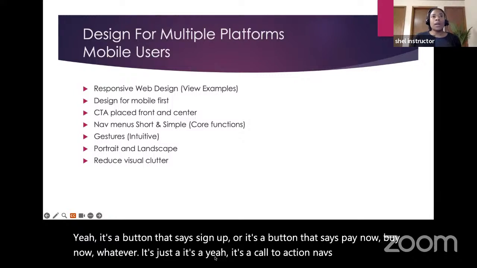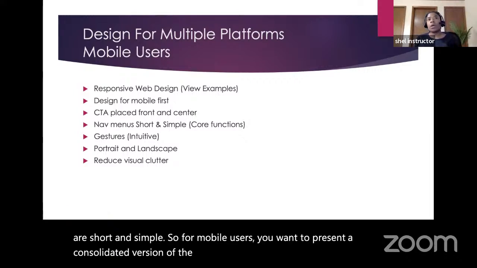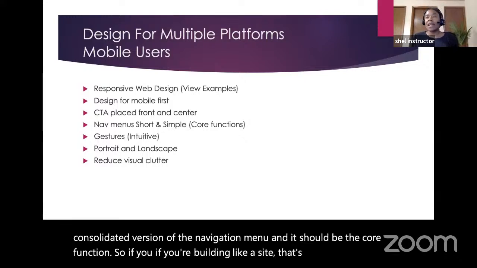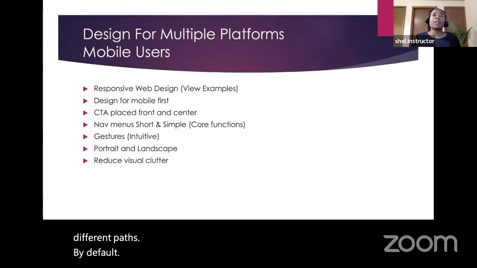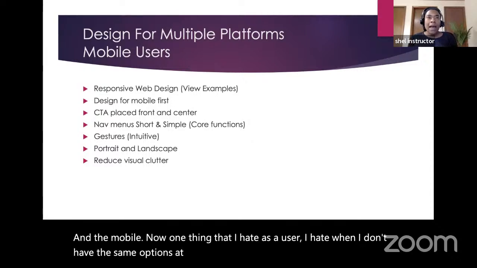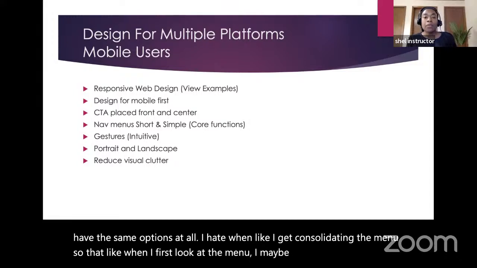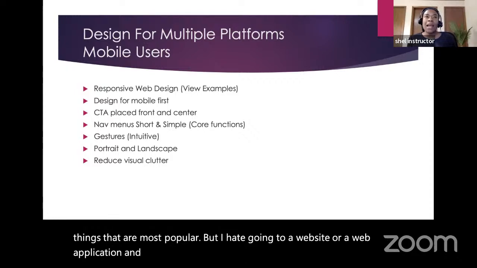Navs and menus are short and simple. So for mobile users, you want to present a consolidated version of the navigation menu, and it should be the core functions. If you're building a site that's complex, and let's just say there are 20 different paths you can take, you don't want to show 20 different paths by default on mobile. Now, one thing that I hate as a user is when I don't have the same options at all. When consolidating the menu, maybe when I first look at it I only see the top 3 things that are most popular, but I hate going to a website or web application and there's no way possible for me to access what I need to access.